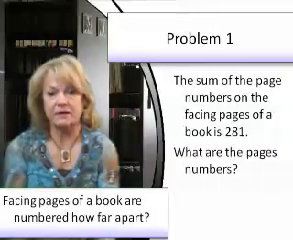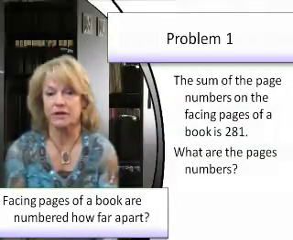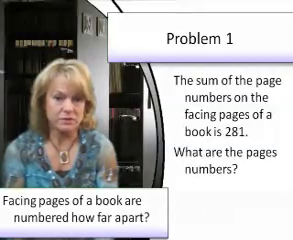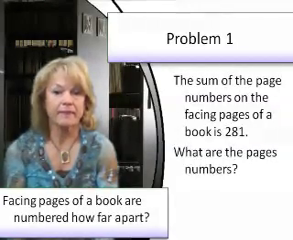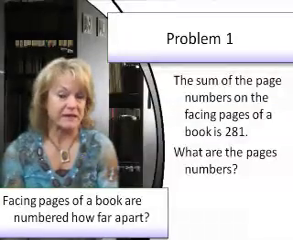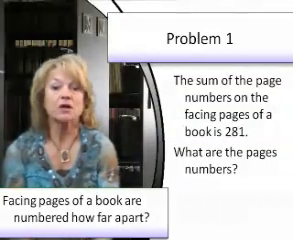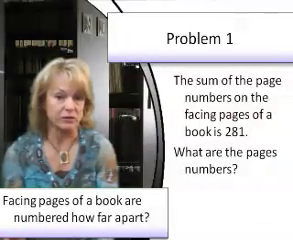The sum of page numbers on facing pages is 281. We know from that statement we are going to be adding two numbers together and setting this equal to 281. Our unknowns are these two page numbers. Open up your math book anywhere. What do you know about facing pages? Their page numbers are one apart. We will use this to define our unknowns.